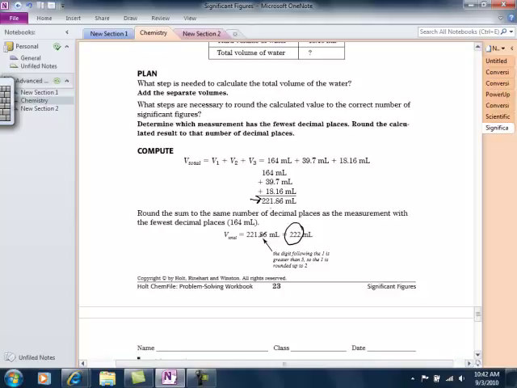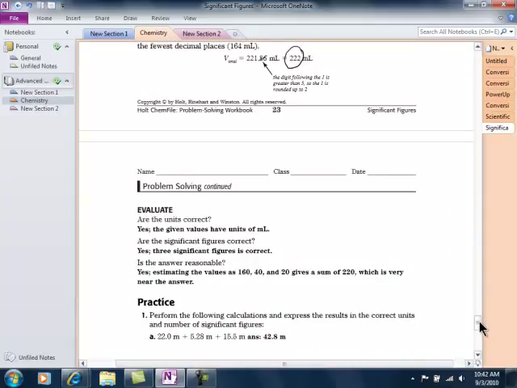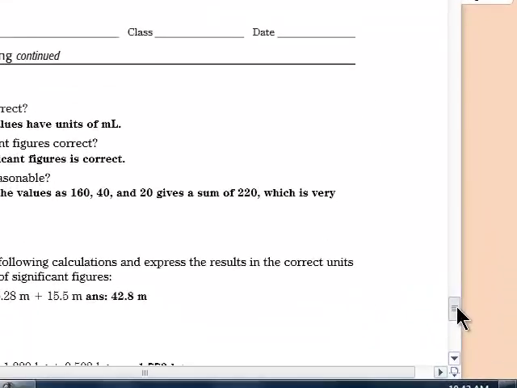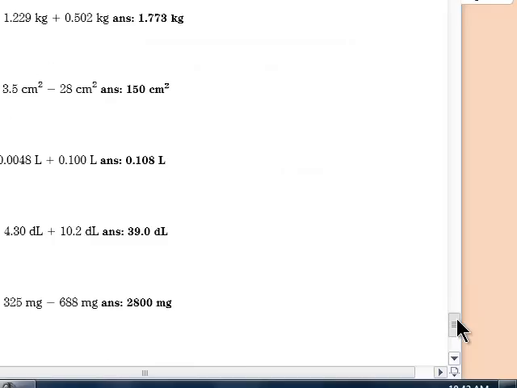So I have to round this number up because my least number of decimal places is none. Does that make sense? So I'm not really so worried about significant digits there as I am keeping track of my decimal place. So the adding and subtracting rule is different from the multiplying and dividing rule.